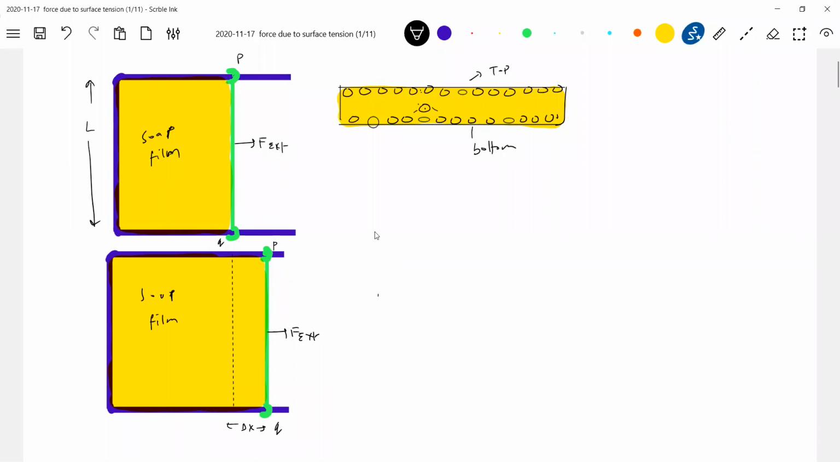In fact, the external agent does work. The work done by the external agent got converted into an increase in the energy of what? The surface energy. So here I'll put it like this.